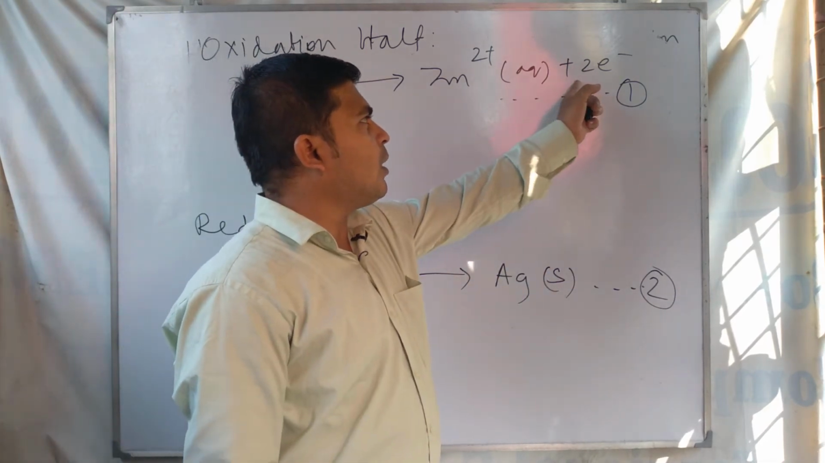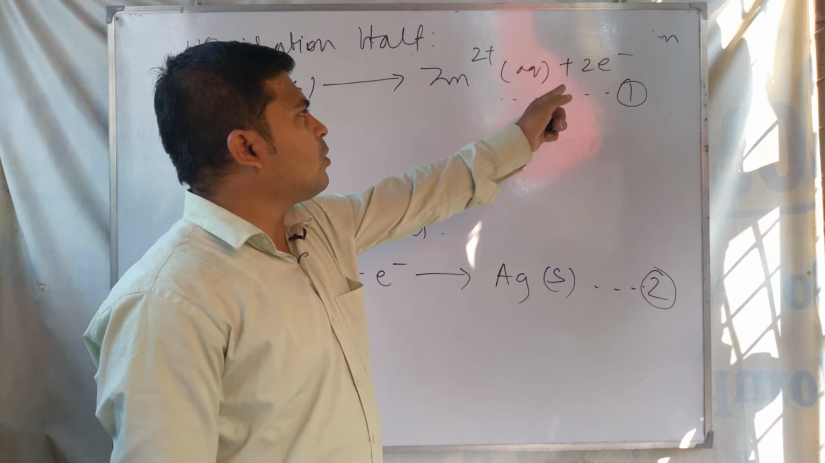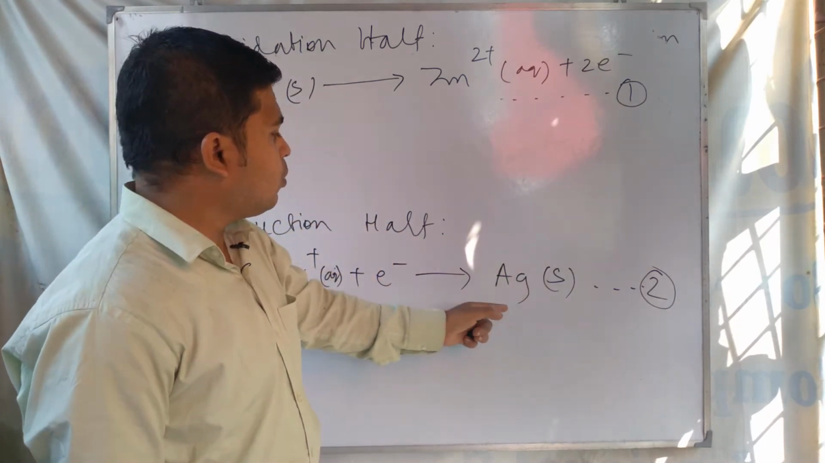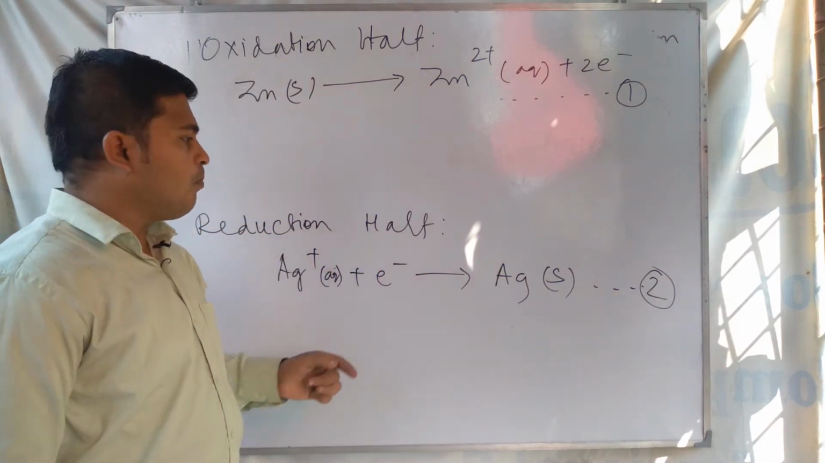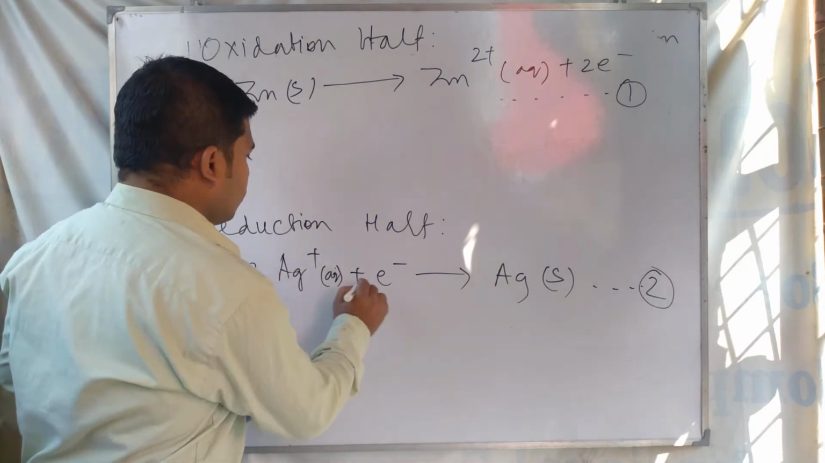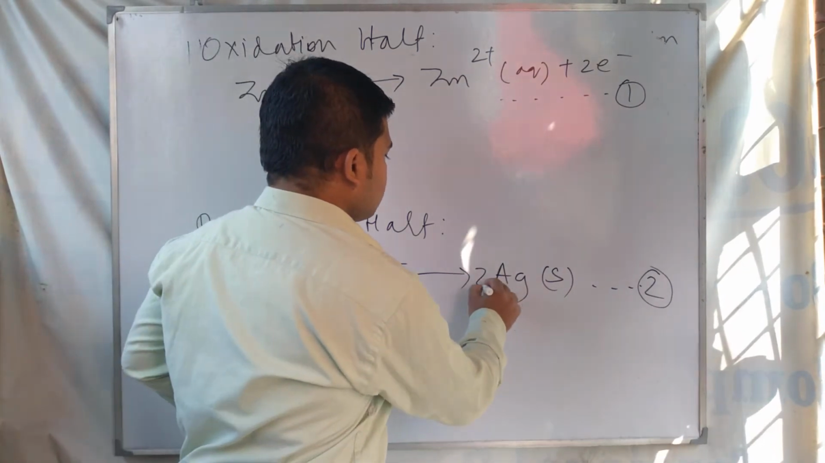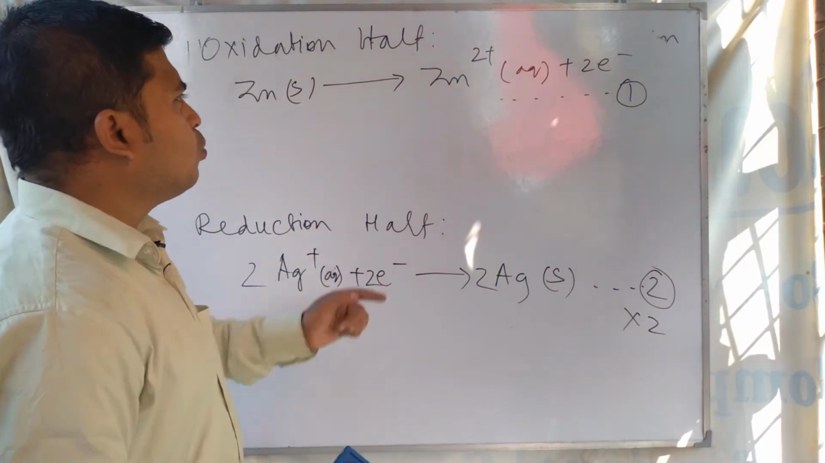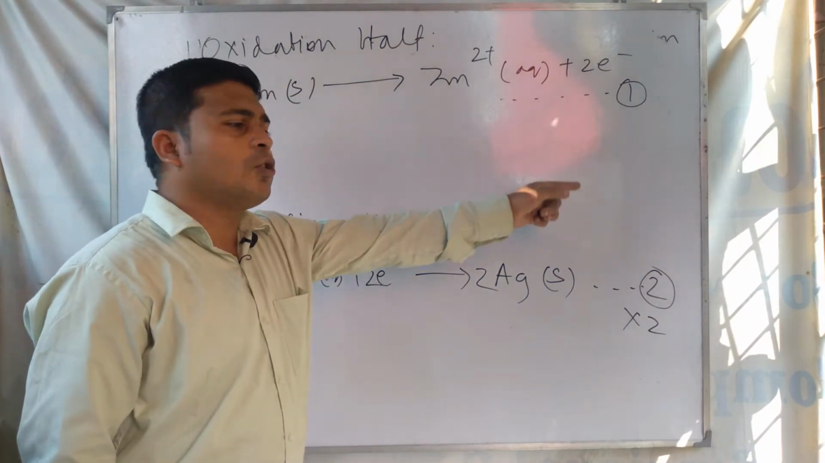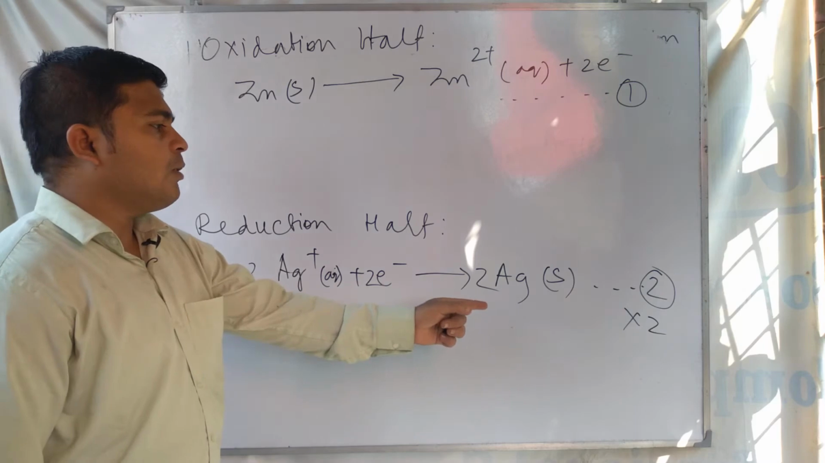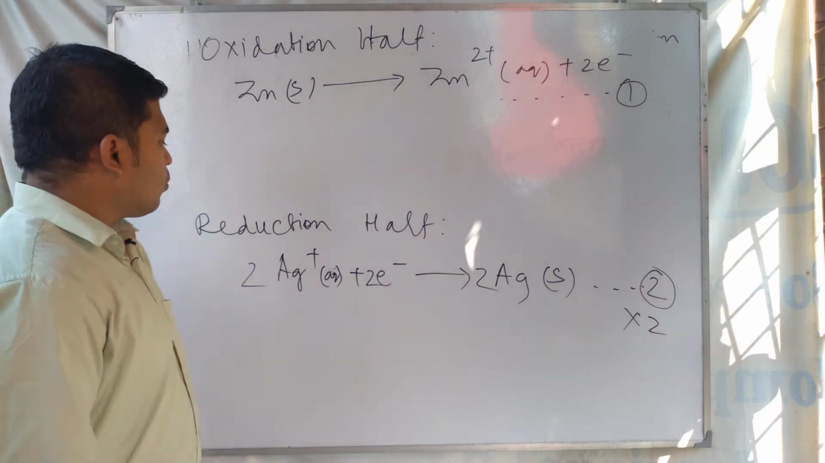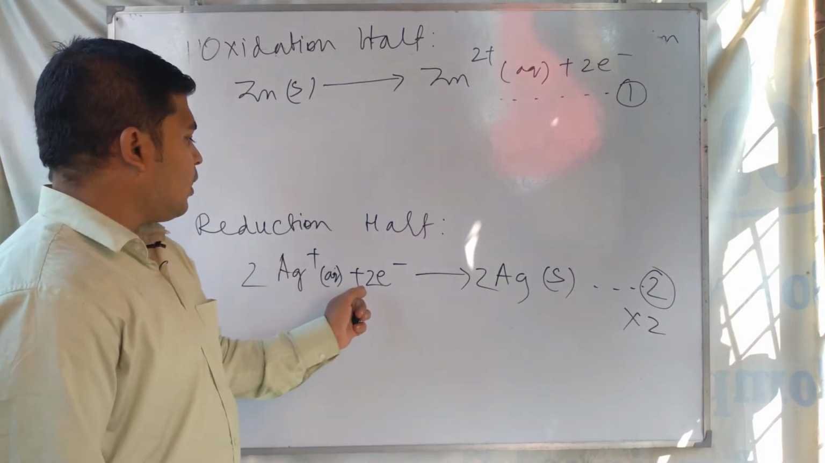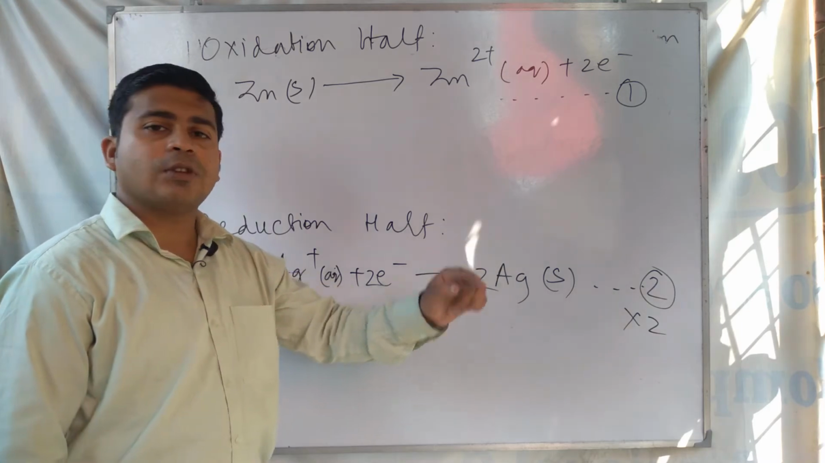You can see in the number 1 equation the number of electrons is 2, and in the number 2 equation the number of electrons is 1. So we multiply the number 2 equation by 2 to make the number of electrons equal. As a result, we get 2 Ag+ plus 2 electrons, and this is formed.